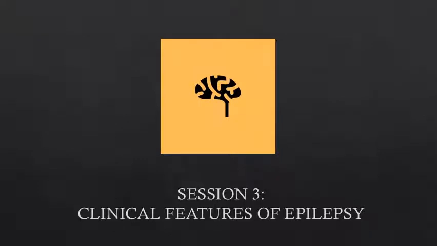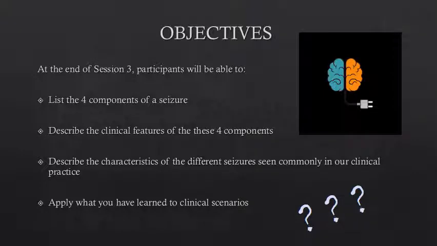This brings us to session 3, clinical features of epilepsy. Objectives. At the end of session 3, you will be able to list the 4 components of a seizure, describe the clinical features of these 4 components, describe the characteristics of the different seizures commonly seen in our clinical practice, and apply what you have learned to clinical scenarios.